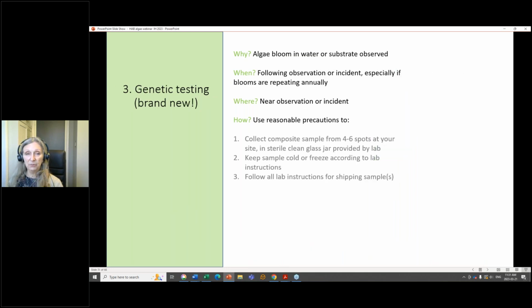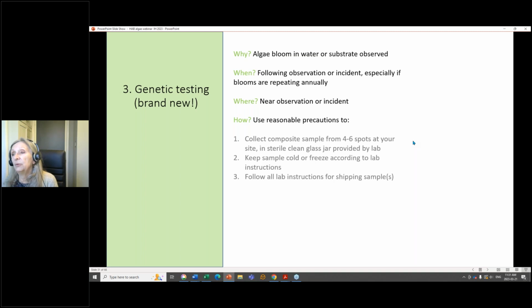There's something brand new. It's not generally available yet, but we are helping to provide tests to genetic providers this year, and coming soon, hopefully, we will be able to submit samples to a genetics lab and they will verify exactly which cyanobacteria or other harmful algae are in your sample. It won't tell you how much, but it'll tell you presence or absence.